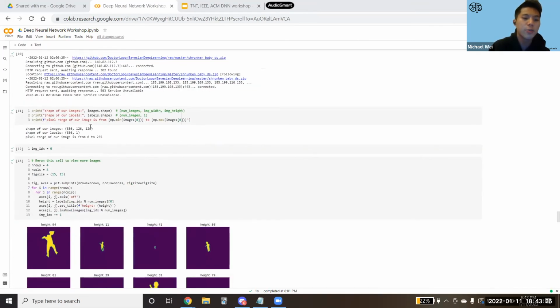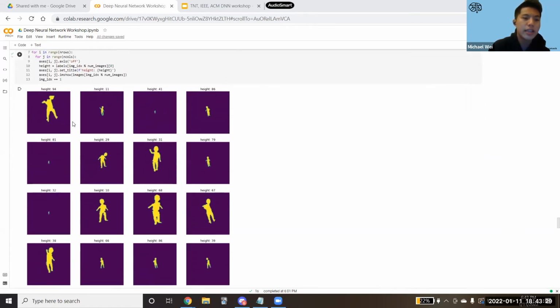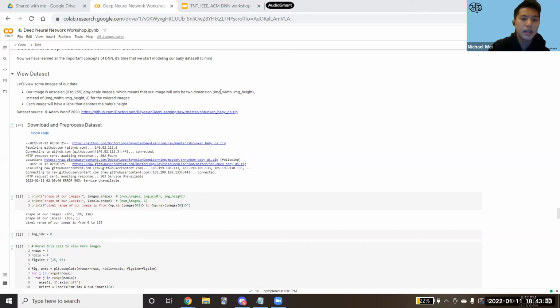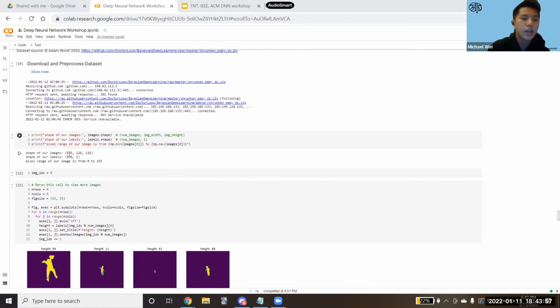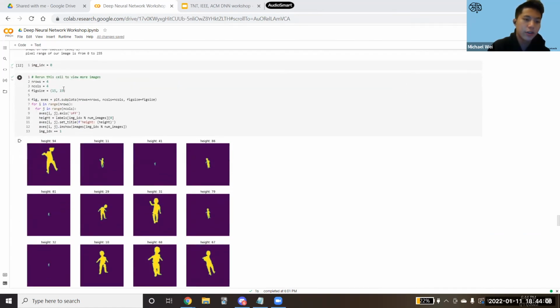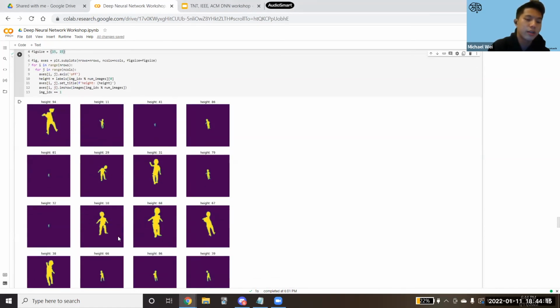Our data set is going to have some images of babies, and these images are grayscale images. It means that it's only going to be 2-dimensional, image width by image height, instead of image width by image height by 3, which is the RGB value. Also, the image is on a scale from 0 to 255, and sometimes people scale their images to 0 to 1, but the image data that we get here is on the 0 to 255 scale. So if we view the shape of our data here, we have 836 images, and each image will have one height data, and of course, the corresponding images. If you just play around with this code by running it a few times, you can see the different heights corresponding to the different images.